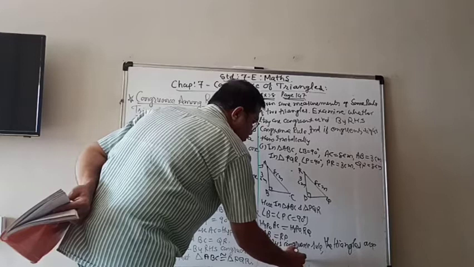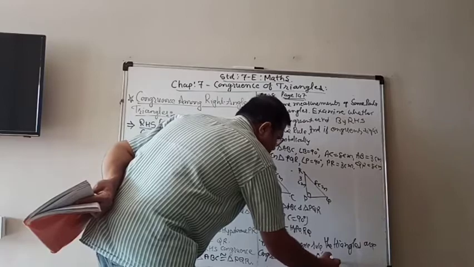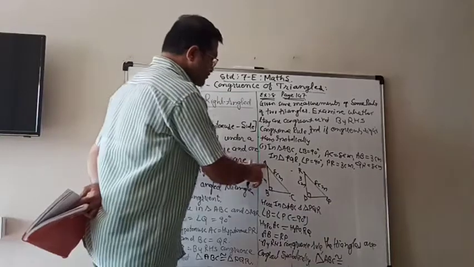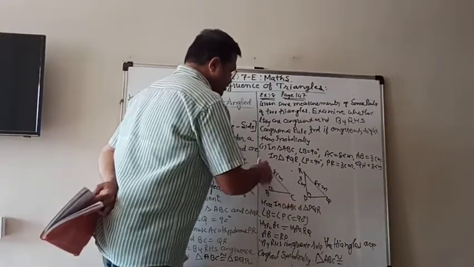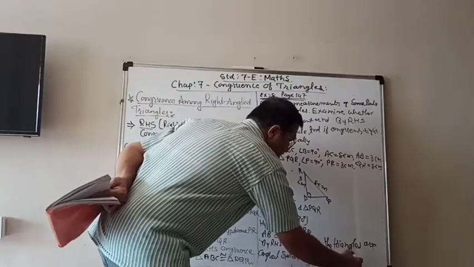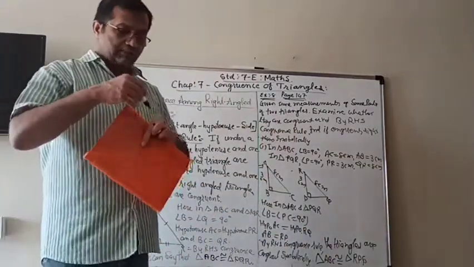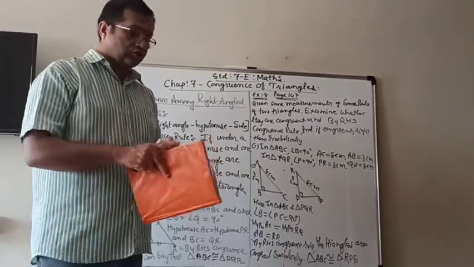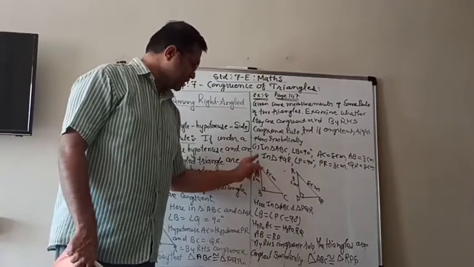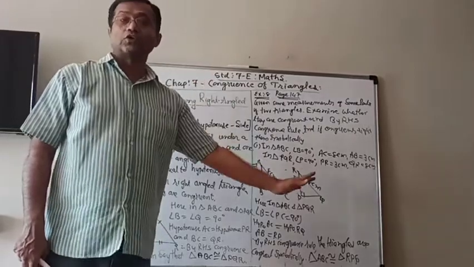Symbolically, how can we write it down? Triangle ABC. Now you can't write PQR, because with A there is R, with B there is P. So triangle ABC is congruent to triangle RPQ. That is very important. If you write PQR, you will lose your marks. So in this way, you have to draw the rough figures and see that the right angles, hypotenuses and corresponding sides are equal. Then you can write that the two triangles are congruent.